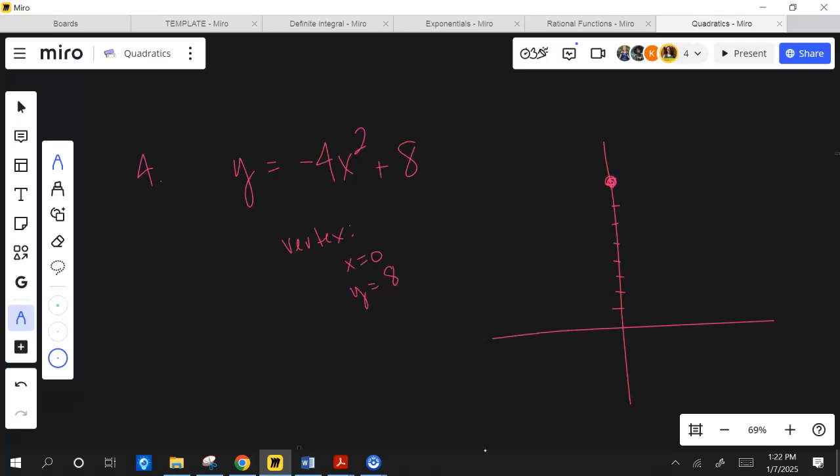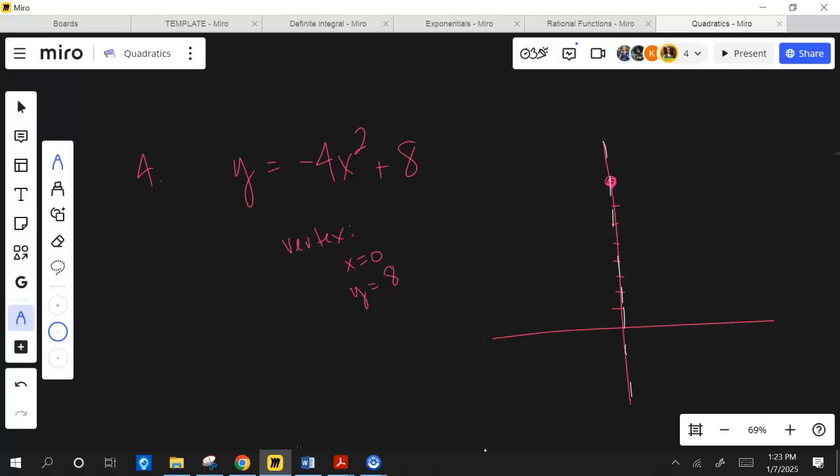is here. How do you know it's going down? Because it's negative. That's exactly right. Is it going to be skinny or wide? Skinny because of the 4. So my axis of symmetry is also running right on the y-axis. I can't use the y-intercept as my easy point because the vertex is my y-intercept.